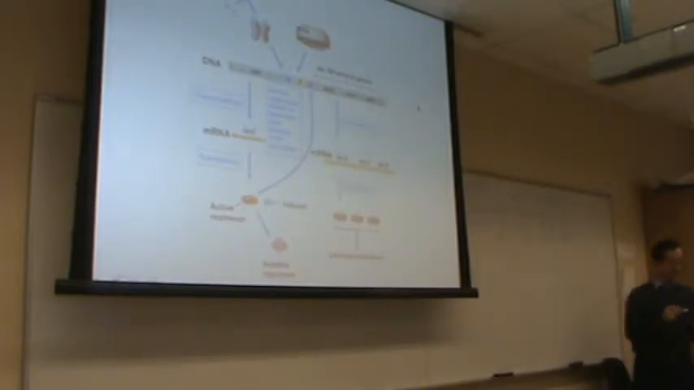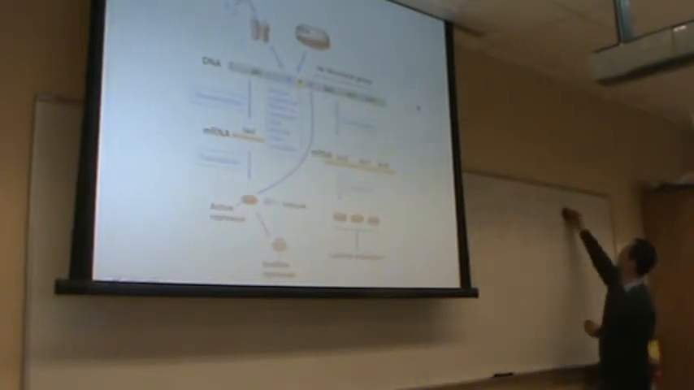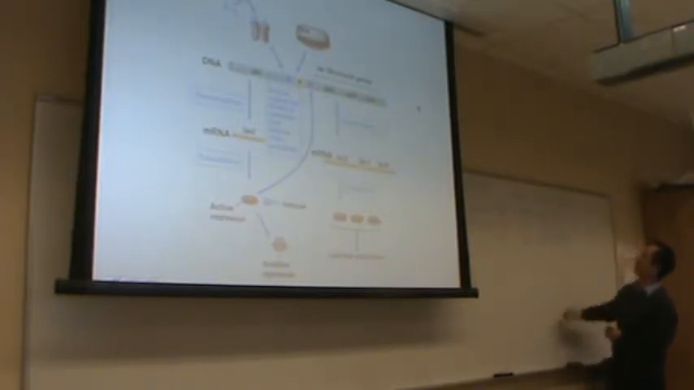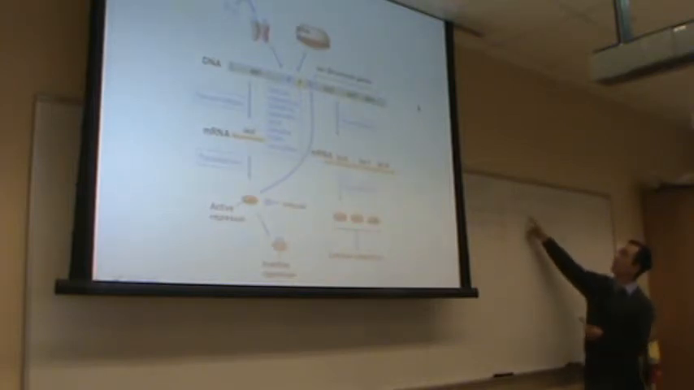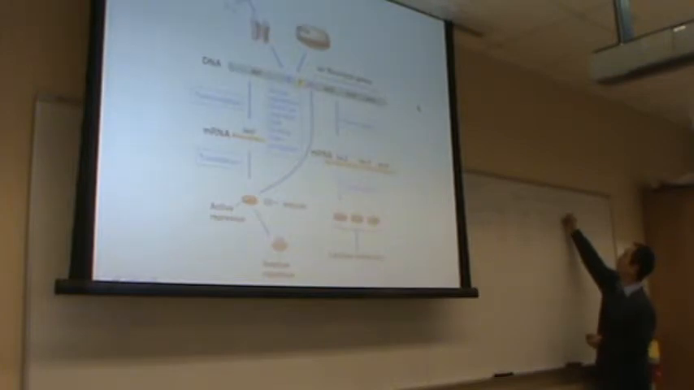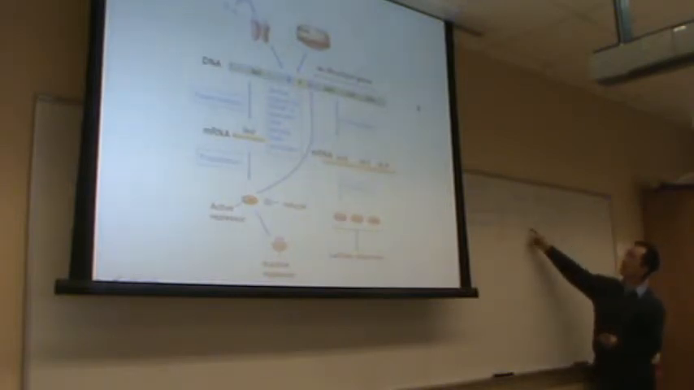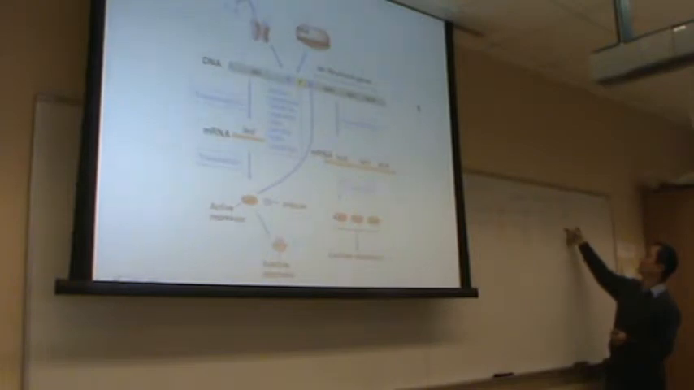Okay, how about this one? The first one. It should be high. Glucose is low. This is on. This should be high, for the gene to be turned on. This one, the glucose is high, lactose is low, this should be low.